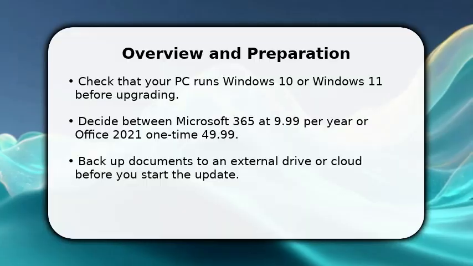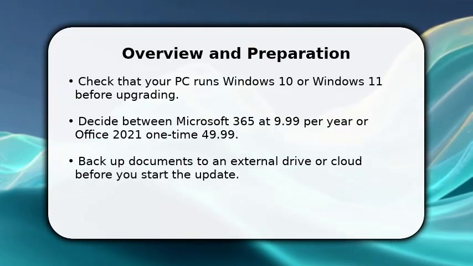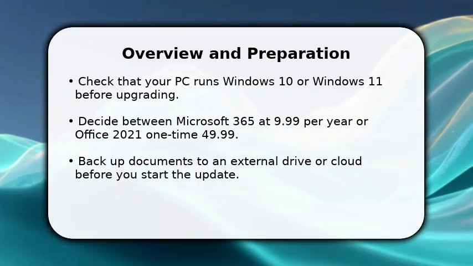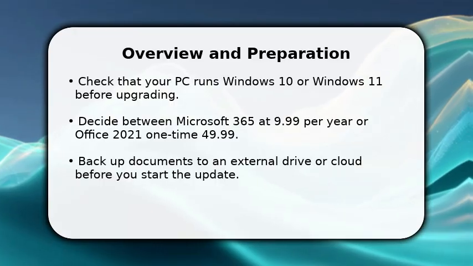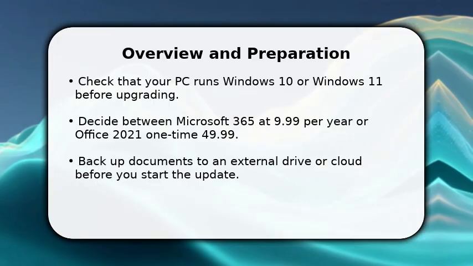Enjoy the video. This guide shows how to update Word 2007 to the latest Word step by step. First, check that your PC runs Windows 10 or Windows 11. Also confirm Mac OS versions if you use a Mac.